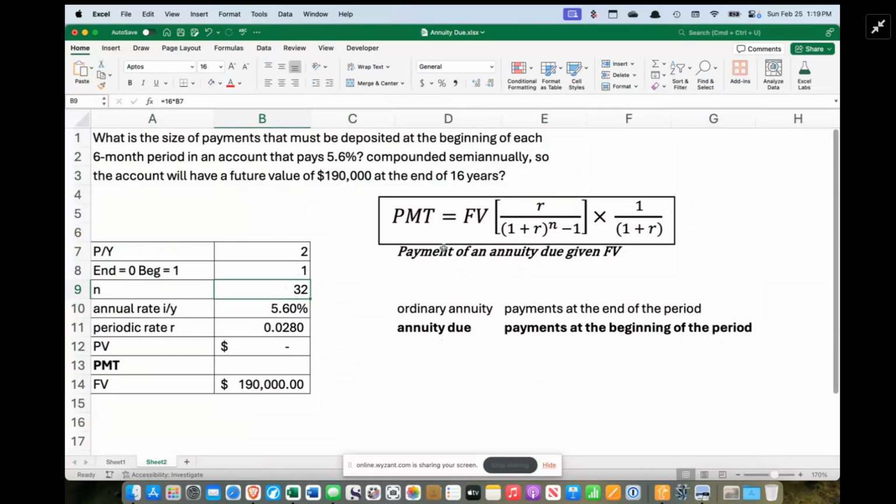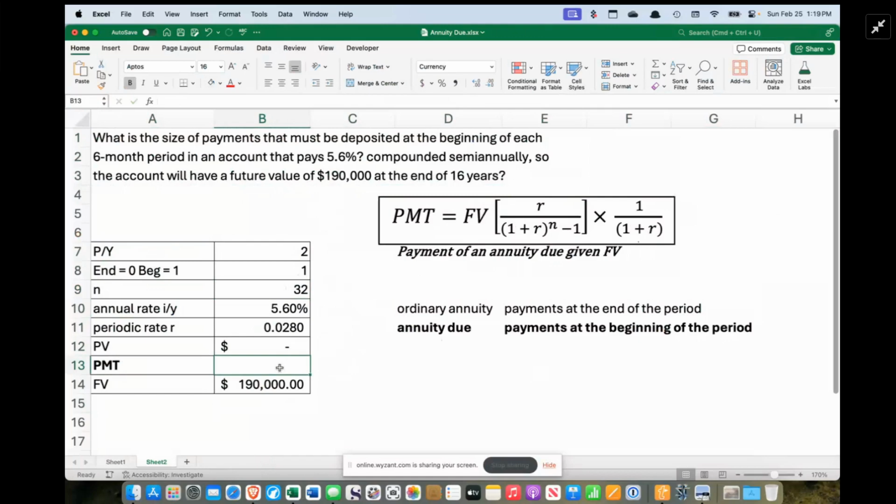Now, if you want to use the formula, the future value is 190. The R is the periodic rate, so it's 0.028. 1 plus the R again to the nth power, which is 32 minus 1, and then you multiply this one more time, and you'll get the payment. You should get the same payment as we get here.